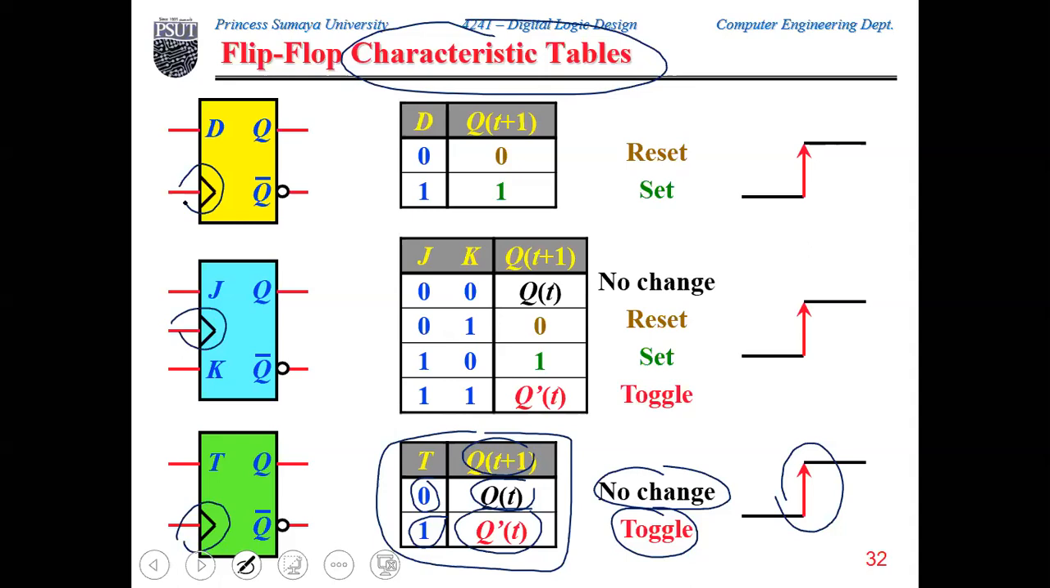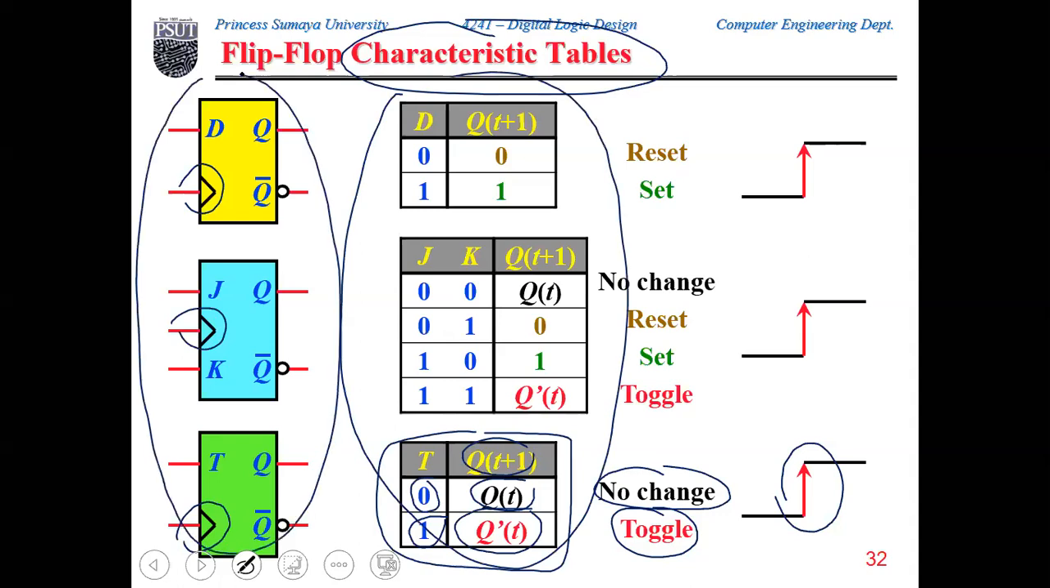So we need to remember these characteristic tables. We need to know the graphical symbols, and we need to understand the operation of these flip-flops. How do they behave? Basically, they are edge triggered. They are only activated at the edge. So we don't need to look at the inputs at any instant of time except this instant of time, which is the rising edge or the falling edge.